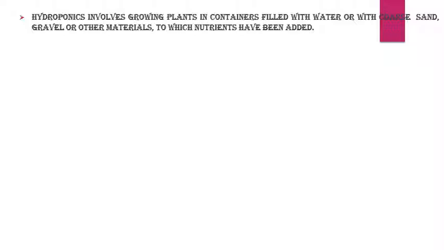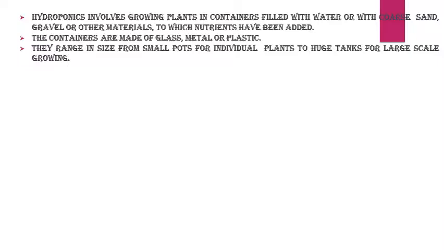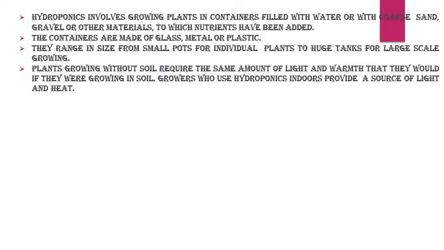Hydroponics involves growing plants in containers filled with water or with coarse sand, gravel or other materials to which nutrients have been added. The containers are made of glass, metal or plastics. They range in size from small pots for individual plants to huge tanks for large-scale growing. Plants growing without soil require the same amount of light and warmth that they would if they were growing in soil. Growers who use hydroponics indoors provide a source of light and heat.